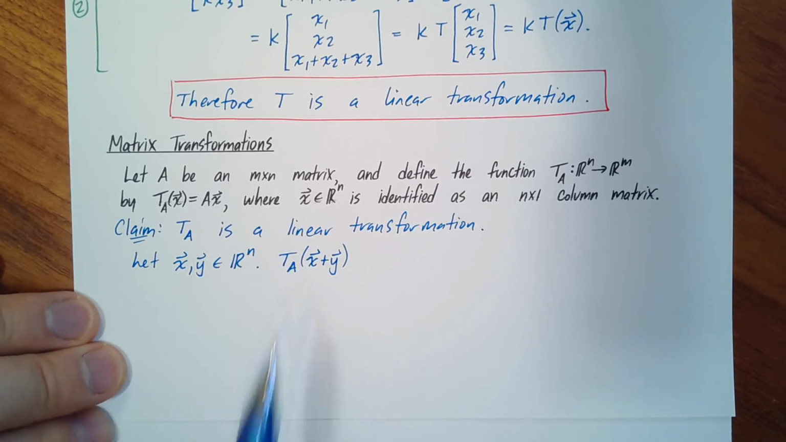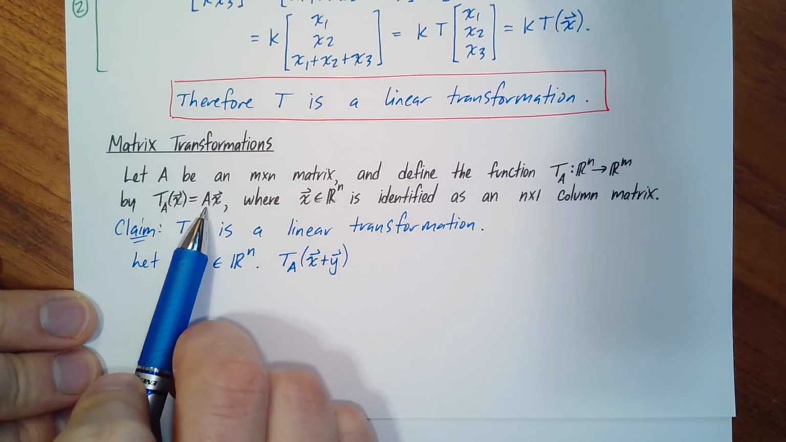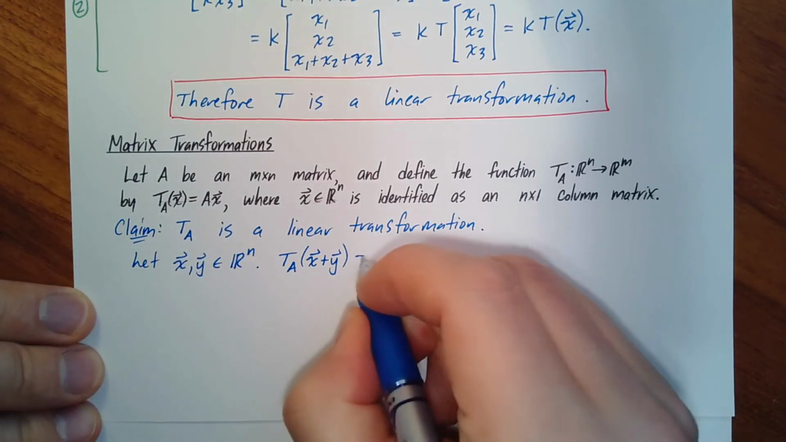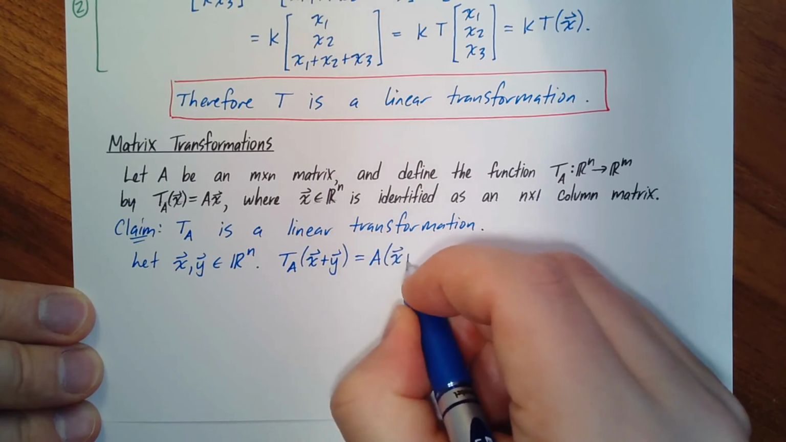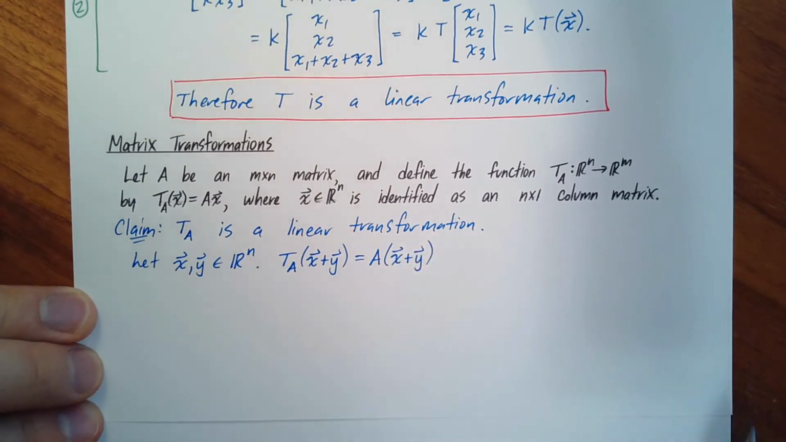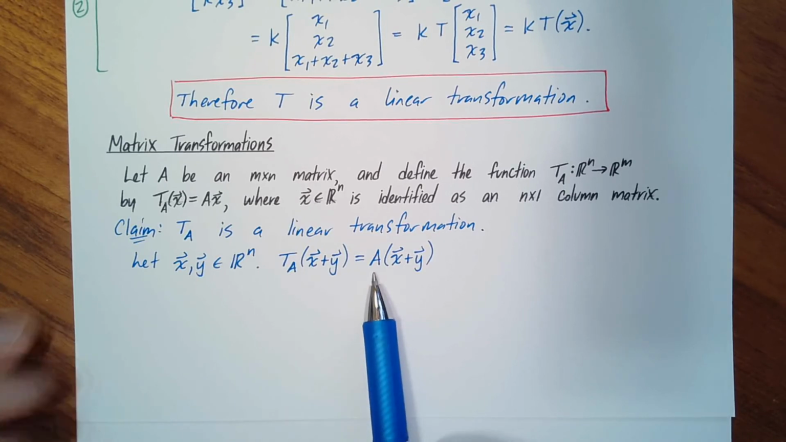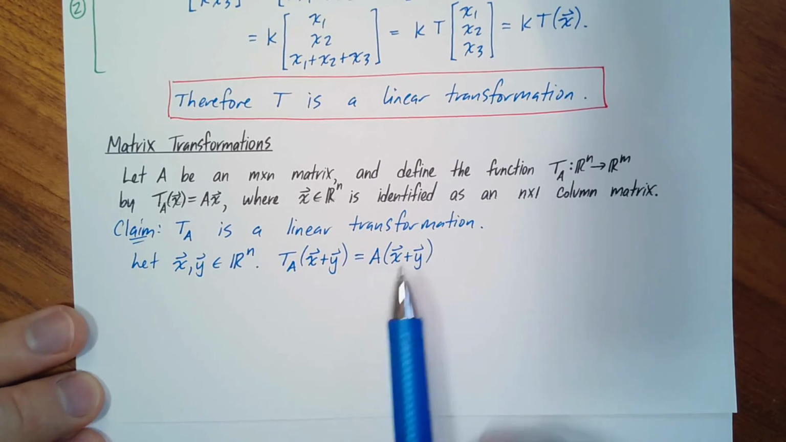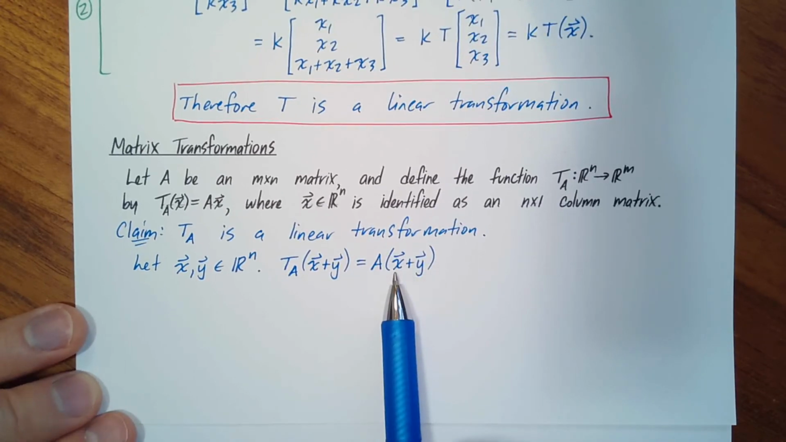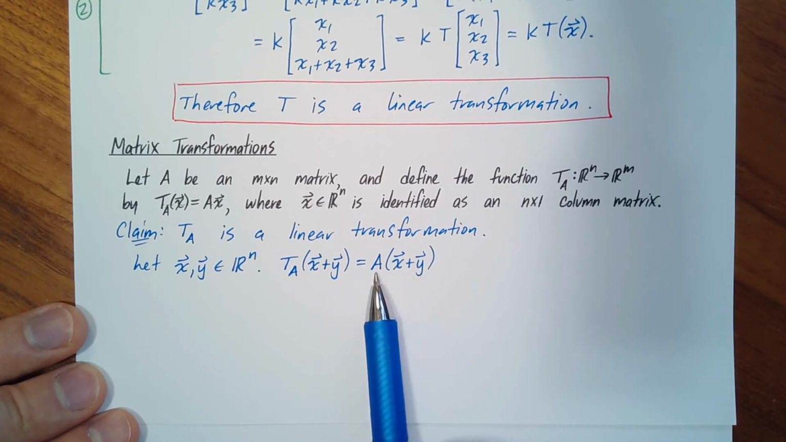to x plus y and see if we get TA of x plus TA of y. Well, TA of x plus y, by definition, what does TA do to an input vector? It multiplies on the left by the matrix A. So what we're going to get here is A times x plus y. Now here's where we're going to take advantage of properties of matrix arithmetic. This is matrix arithmetic, right? x is a column vector, so it's written as a column matrix, and so was y. So we've got these two matrices added together and then multiplied by A afterwards.